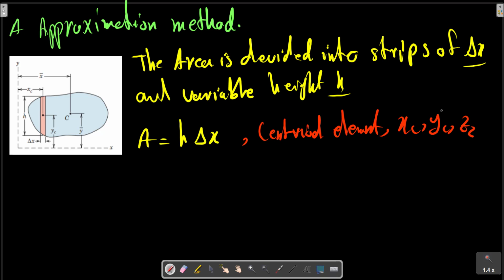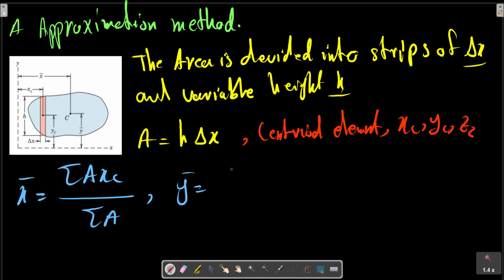The summation of the moments of areas and centroidal coordinates can be written as this relation: x bar is sigma A xc over sigma A, and y bar is sigma A yc over sigma A. We can increase the accuracy of the approximation by decreasing the width of the strip.